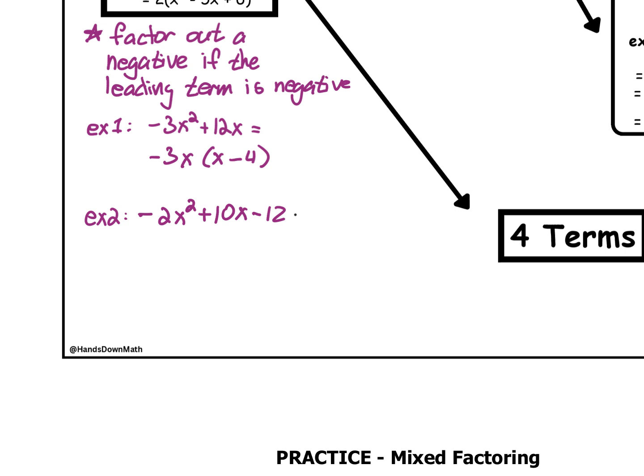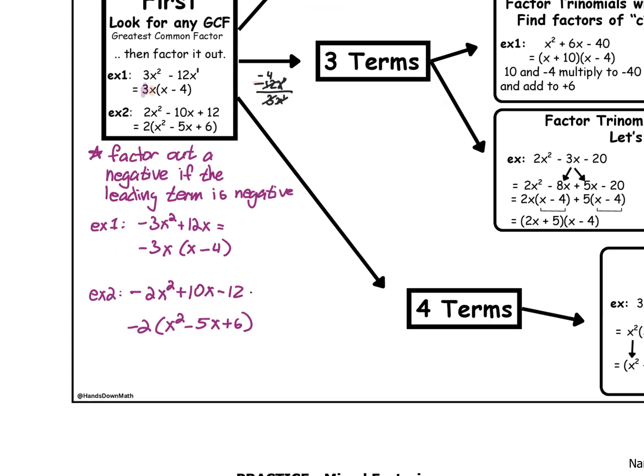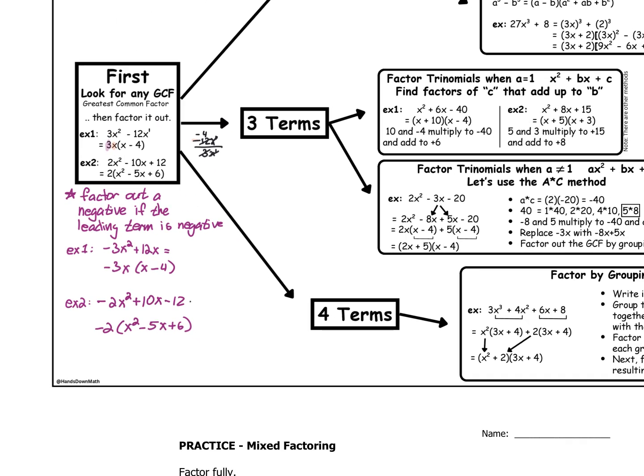It's going to help you out. So here I would do, it just changes all the signs. So I'm going to factor out a negative 2. So now this is positive x squared. This is negative 5x. And a negative 12 divided by a negative 2 is a positive 6. Make sure you get this in your notes. This is also important, even though it wasn't actually printed on here.